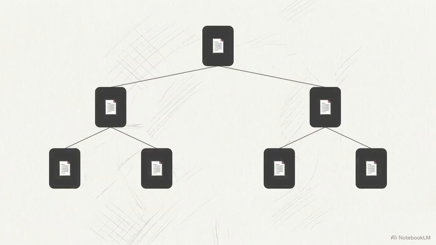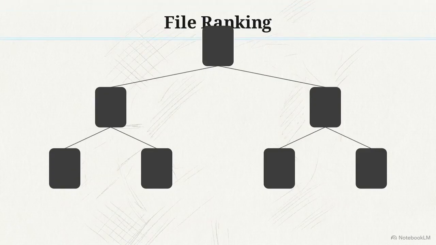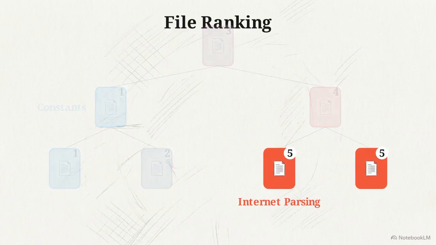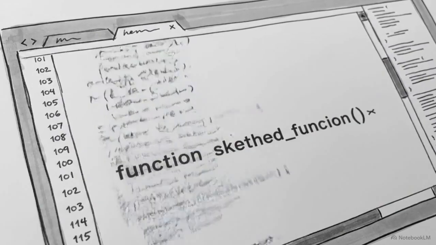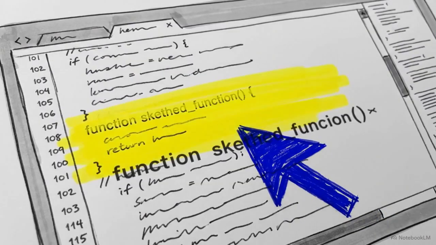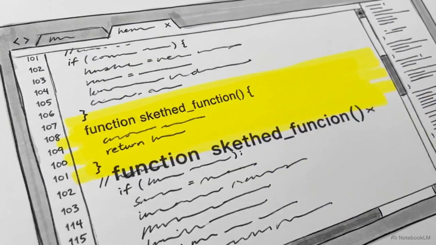This hierarchical heat map represents file ranking. The model assigns a bug probability score to every file. A file parsing raw internet data receives a high-risk 5, while static constants receive a 1. This ensures we prioritize relevant targets. This prioritization turns the AI from a blind brute force scanner into a surgical investigative tool, focusing entirely on the code most likely to break.